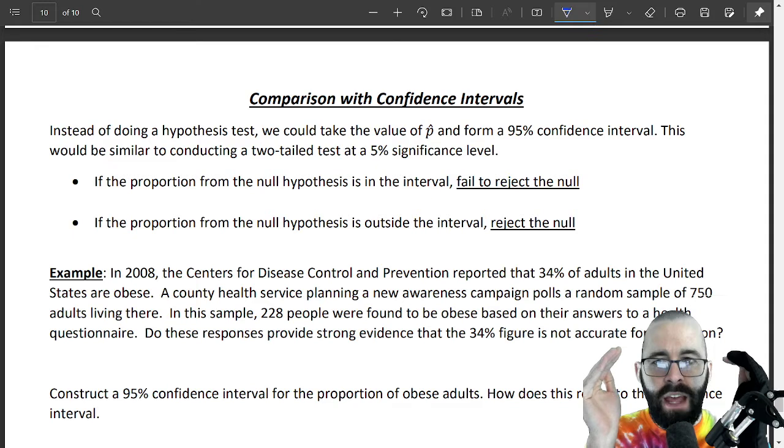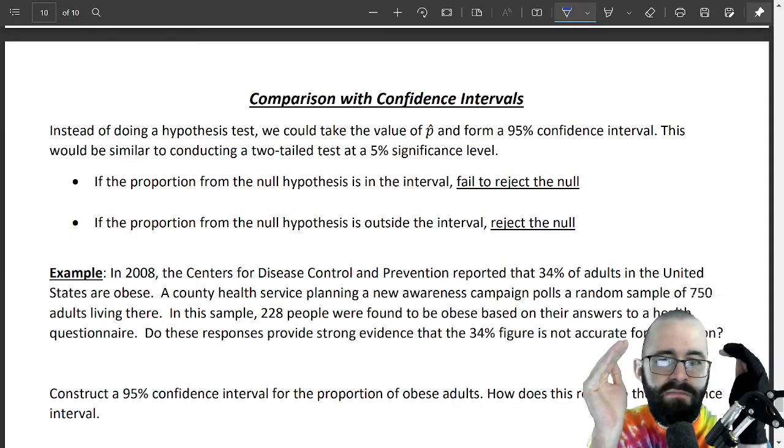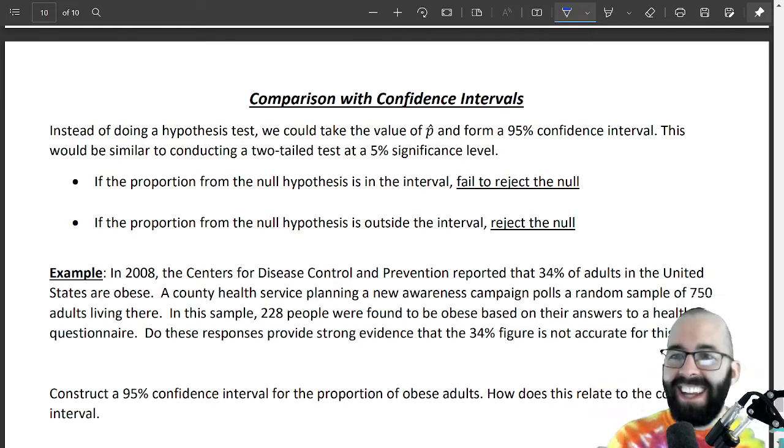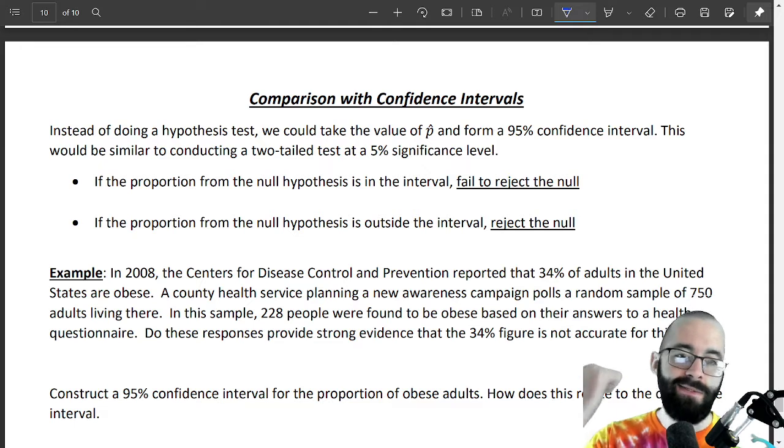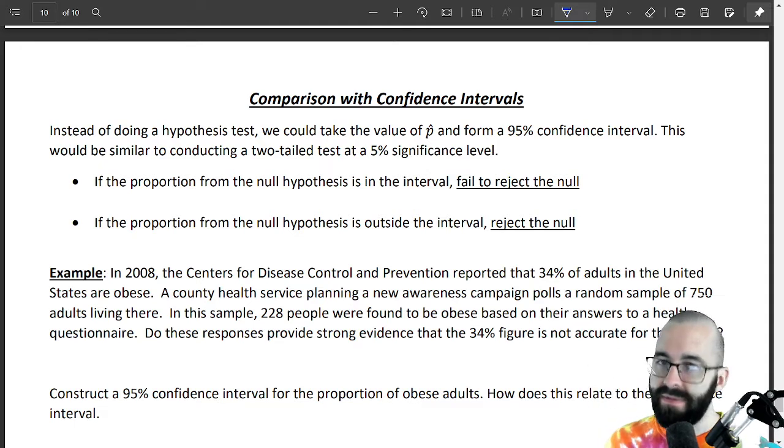So if the proportion from that null hypothesis, that p naught, is in the interval, then we'll say there's not enough evidence to doubt. We'll fail to reject the null. If the proportion's outside that interval, then we say, okay, there's a 95% chance that if that proportion were true, it'd be in the interval. So we have cause to doubt. All right. We have statistical evidence to say it's no good. And that's another way of approaching these problems.